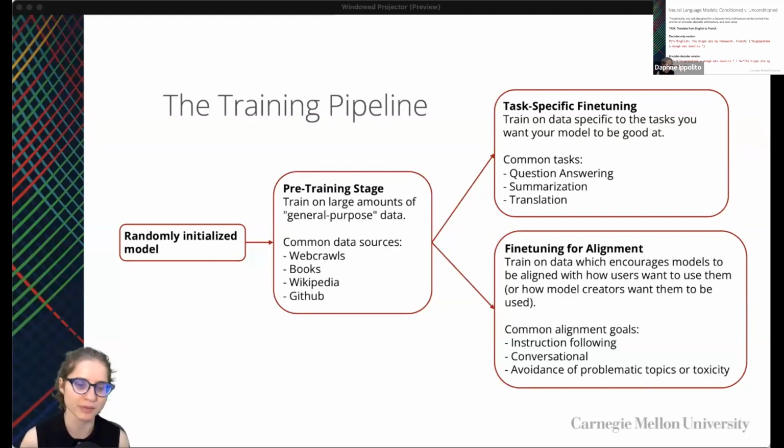So when you're fine-tuning for alignment, you fine-tune for goals like instruction following, or being conversational, or avoiding problematic topics or toxicity. And it turns out that if you fine-tune for the goal of instruction following, you get a model that can do question answering or summarization or translation, because doing those tasks is just following an instruction from a user. This is why fine-tuning for alignment has become the dominant approach. You'll hear people talking about RLHF, reinforcement learning with human feedback, or instruction tuning. I would put all of those under this category of fine-tuning for alignment.